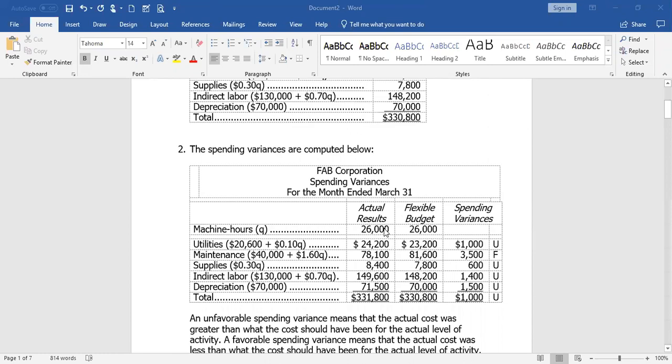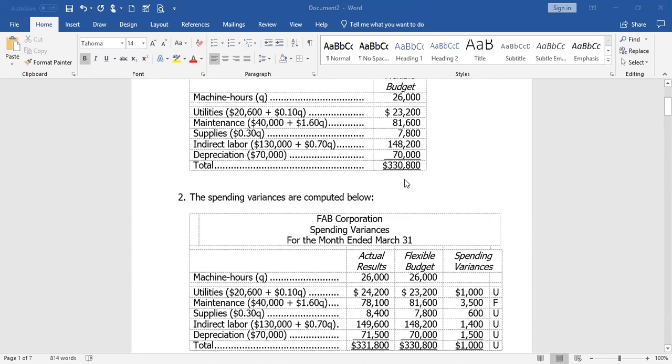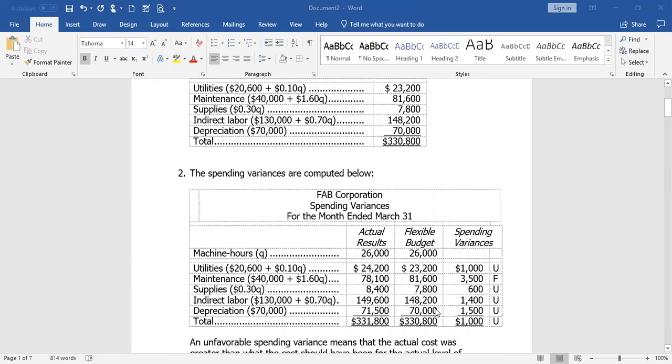Now let's compare the actual results to those we just computed using the flexible budget. It's flexible because we recompute our original planning budget using actual production results rather than the amount expected. So, with regards to our utilities, we had 24,200 actual versus 23,200 flexible budget. So we spent $1,000 more than budgeted. That's unfavorable. For maintenance, we spent $3,500 less than flexible budget, so that is favorable.